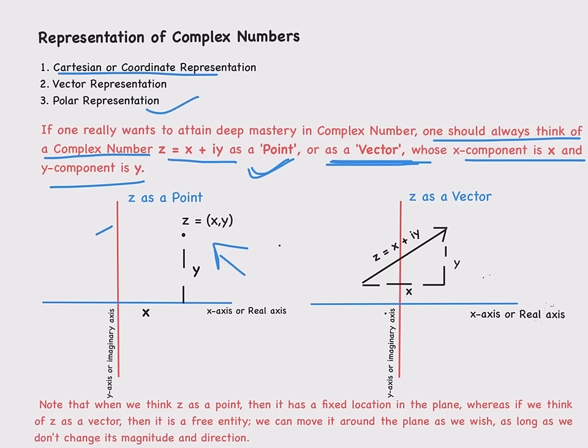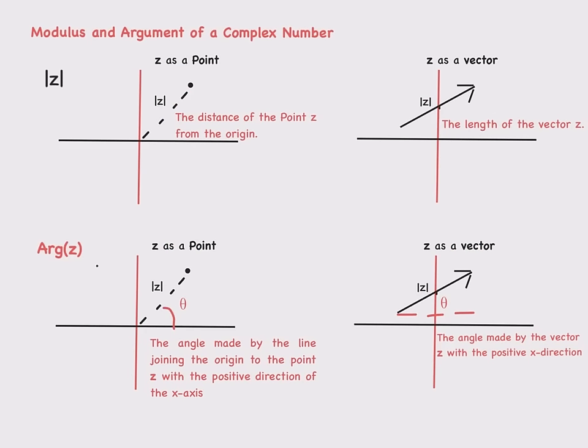Whereas if we think of z as a vector, it is a free entity. We can move it around the plane as we wish, as long as we don't alter the direction and magnitude. So here you can see the modulus and argument of a complex number as a point and as a vector. You can see the difference.